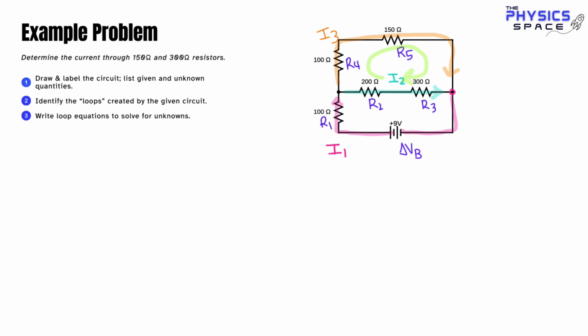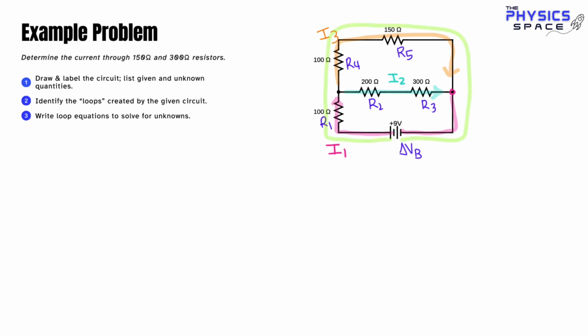And again, we won't need all of those, but we do need at least one of those to solve this problem. And the more complex your circuit is, probably the more loop equations you're going to need, because you'll have more unknowns and therefore need more equations. So let's work on writing a loop equation for that outer loop.